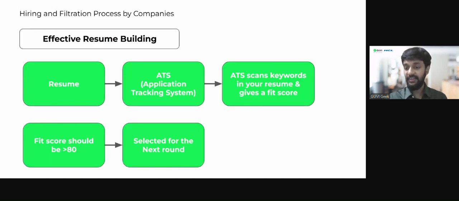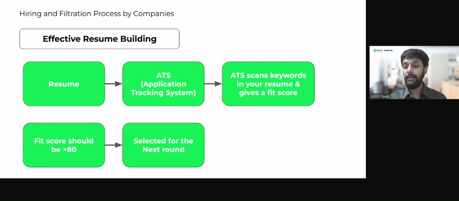Yeah, perfect. So, effective resume building. What exactly is happening here is that companies use an ATS system, an application tracking system. They scan the keywords of your resume and give it a fit score based on the job role they are hiring for. The fit score should be more than 80% basically.